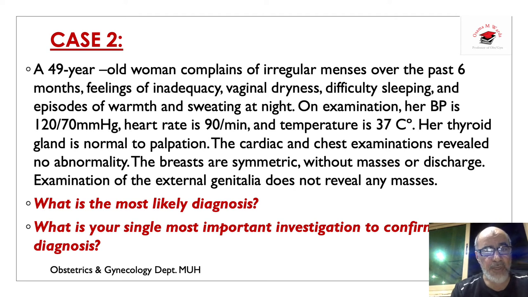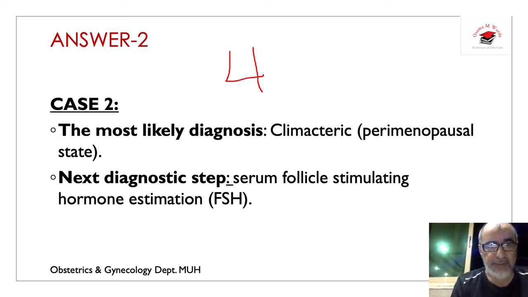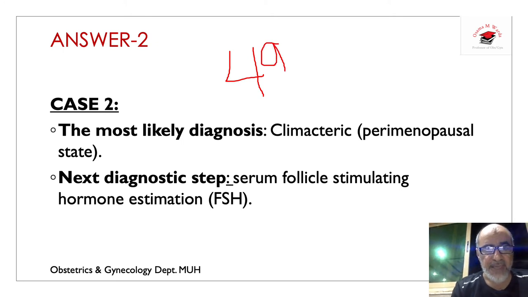What is your single most important investigation to confirm diagnosis? This is a climacteric state, hot flashes, or perimenopausal state. The most diagnostic step is serum follicle stimulating hormone, which will be over threefold the lab upper limit, or 40 milli international unit per milliliter, to diagnose menopause or ovarian failure. However, at age 49, it is a menopause in its climacteric age.